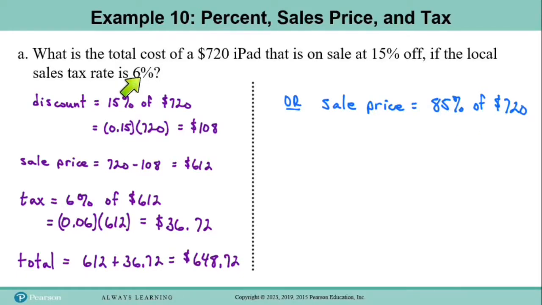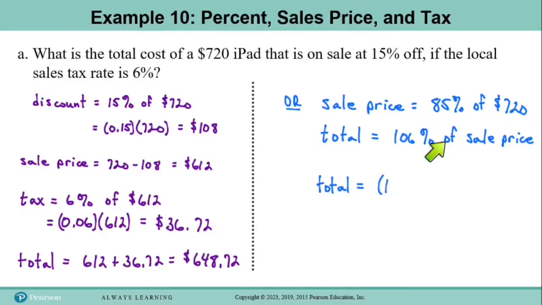But now the sales tax is 6%. So the total price to get out the door is 106% of the sale price. And like we said, the sale price is 85% of 720. So what we'll do is we'll do 1.06 times the sale price. So the sale price is 0.85 times 720. And so if we multiply 1.06 times 0.85 times 720, we will get the same sale price that we got with all of these other steps before.